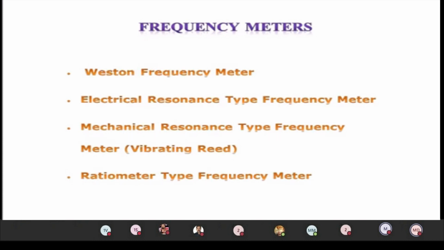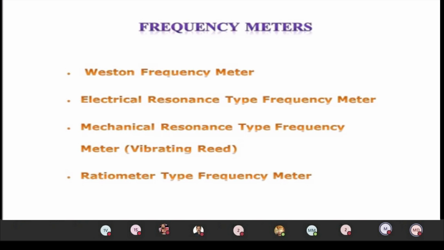This is a well-known meter. The famous name for this is the vibrating reed type frequency meter. This is the simplest one. And finally, we are going to discuss the ratio meter type frequency meter. So these are the four meters we are going to discuss in this session. We can see them one by one in detail.